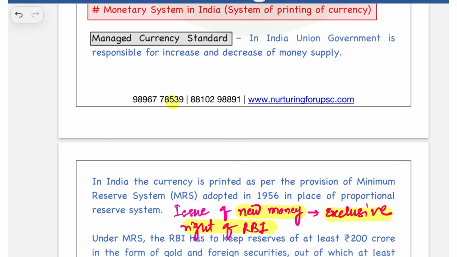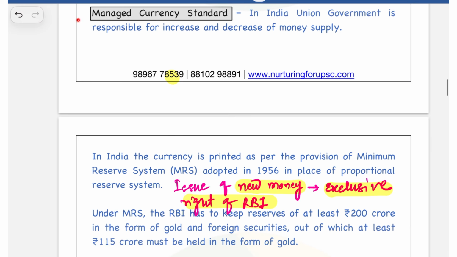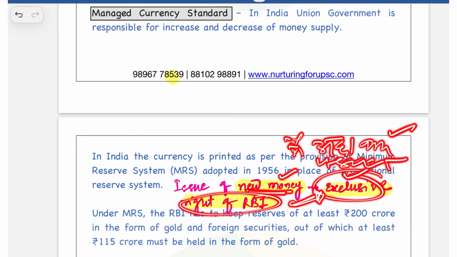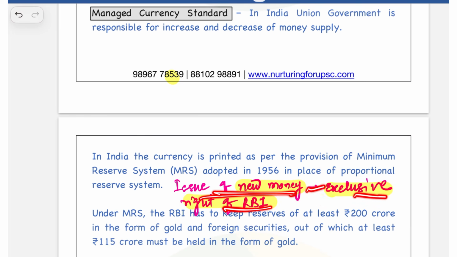Till a few years ago, I mean in the initial days, we had the managed currency system. So the issue of new money is actually the exclusive right of RBI. Only and only RBI can issue new money. तभी तो वो नोट पे लिखा हुआ रहता है कि मैं अदा धारक को अदा करने का वचन देता हूं, और फिर आरबीआई गवर्नर के साइन रहते हैं। So that's what it means, the exclusive right of RBI.